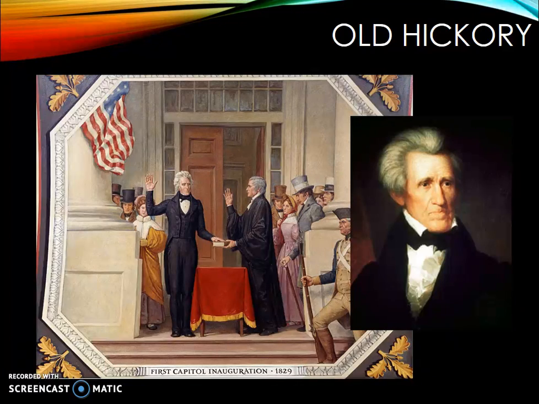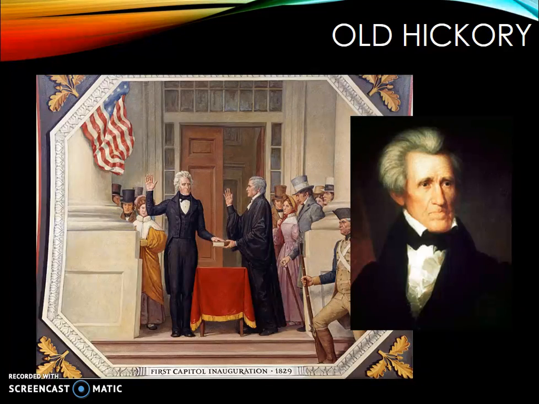So he duels this guy, and you remember I was talking about duels before with Aaron Burr and Alexander Hamilton. The person who is challenged to the duel fires first, and then the challenger fires. So the guy that Andrew Jackson challenges to a duel fires first. He shoots Andrew Jackson in the chest. Andrew Jackson just sort of shakes it off and fires at this guy and kills him.